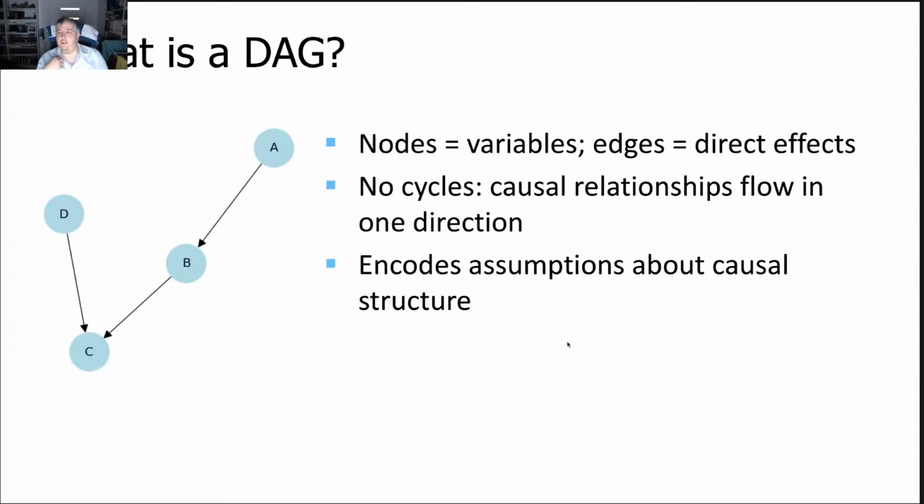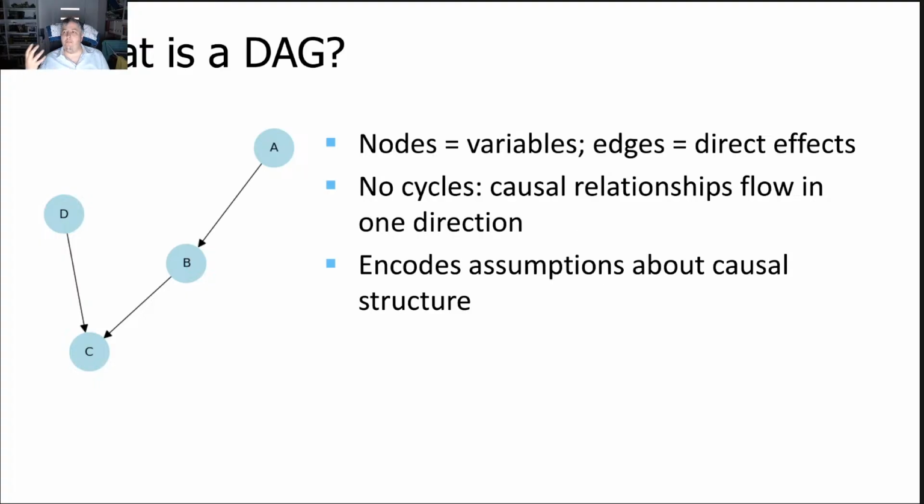Our main tool in the analysis of causal relationships will be a directed acyclic graph. In short, DAG. A DAG is a graph that has nodes which represent the variables we are interested in. Those might be measurables or unmeasurables, and edges which represent direct effects, how something influences something directly. What is important in DAGs is that they are acyclic. That means that causal relationships flow in only one direction.